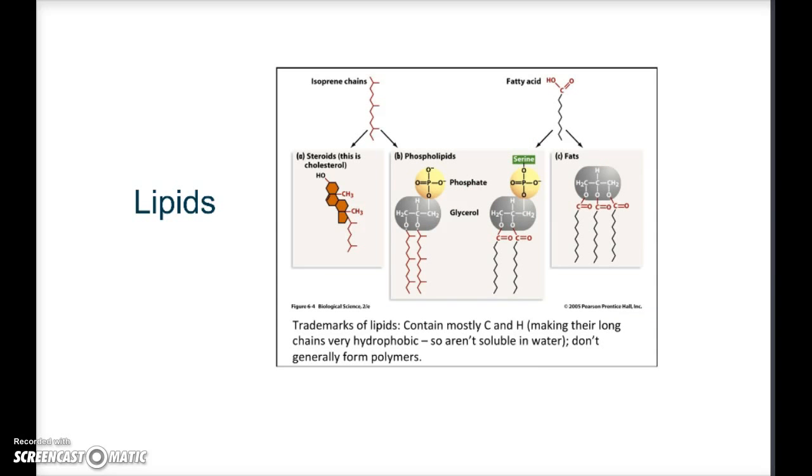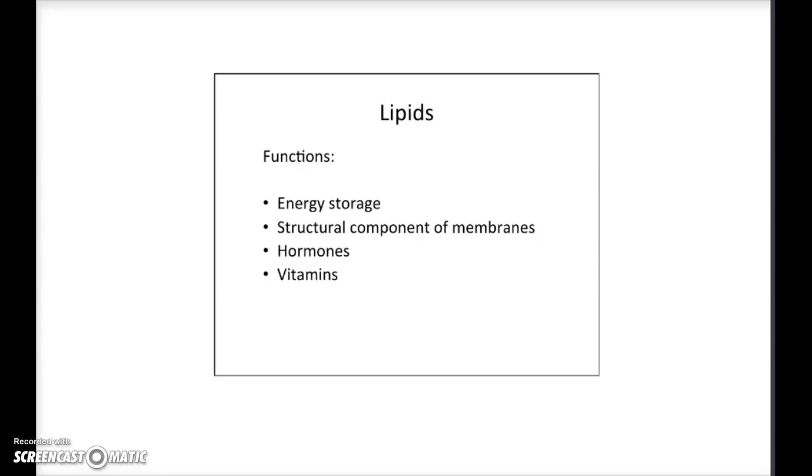The second major biomolecule that I'm going to talk about is lipid. These are the three main classes of lipid, including steroids, phospholipids, and fats. The most important function of lipids is to store energy in the long term, and they can also be a structural component of membranes. Phospholipid is a good example of membrane lipid. It forms phospholipid bilayers as cell membrane.